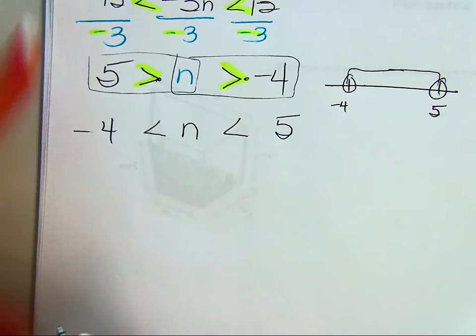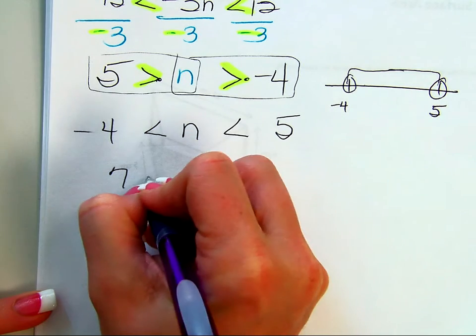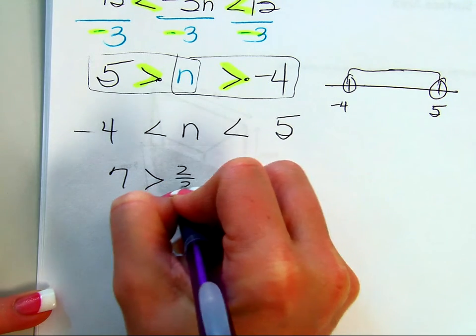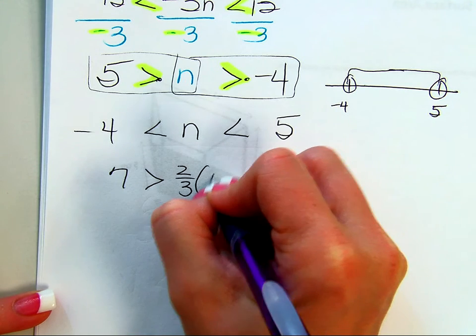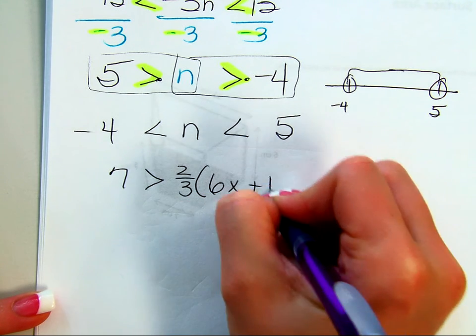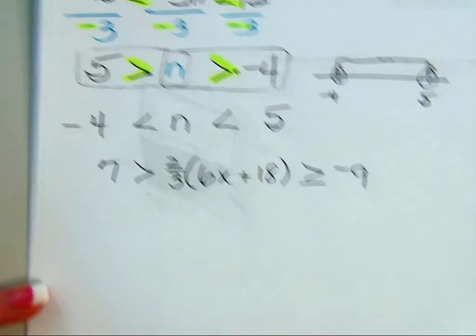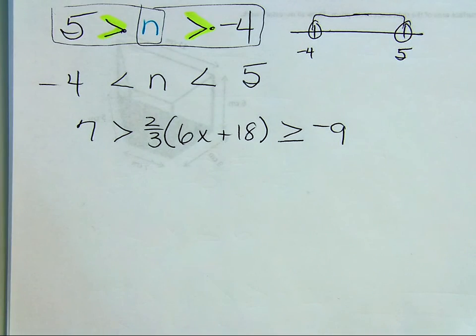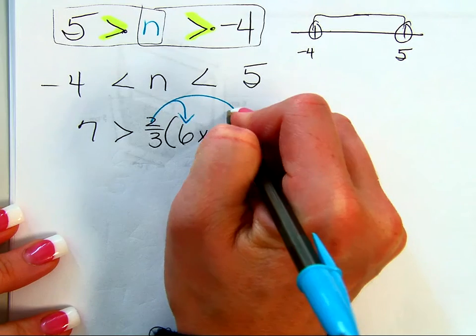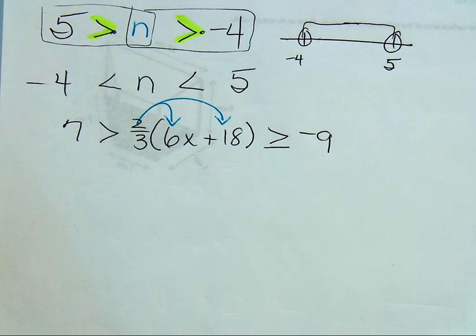Let's do a multi-step. 7 is greater than, we haven't had fractions in a while, 2/3 times (6x plus 18). We got to keep you on your toes. I'm giving you an easy fraction, though. Or an easy one to distribute, at least. All right. So first I have to distribute this 2/3. And I don't want you guys freaking out and going, oh my gosh, it's a fraction. I don't know what to do. Yes, you do. You've been multiplying fractions since, what, 4th grade?